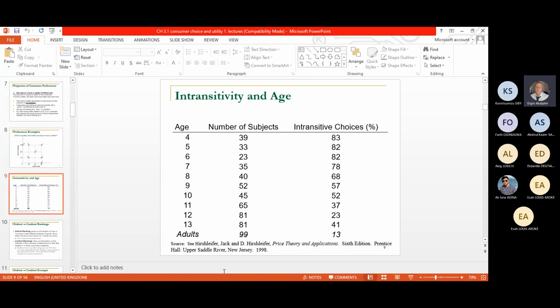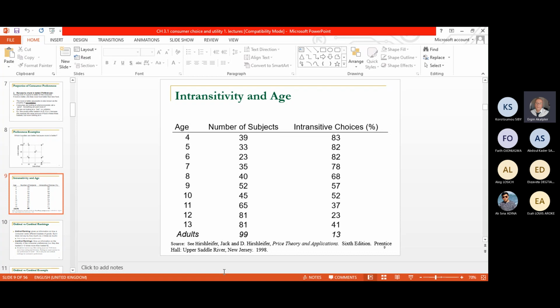When we look at this graphical illustration, the table shows age, number of subjects, and intransitive choices. The intransitivity and the age are given. As you see, as the age increases, the number of subjects also increases. But on the other side, the intransitive choices are reduced as a percentage.